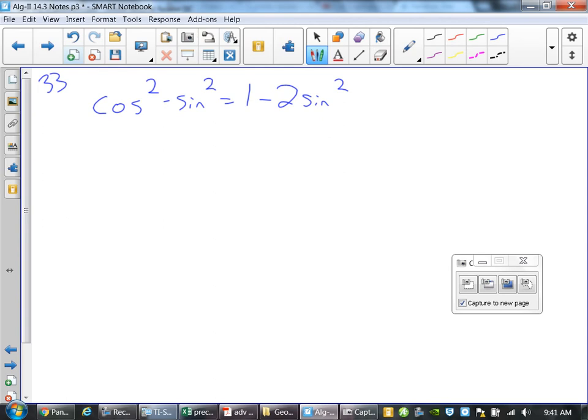Cosine squared minus sine squared. You want to show it equals 1 minus 2 sine squared. Well, cosine squared is what in terms of sine? 1 minus sine squared. Then combine like terms. Let's see. Remember, sine squared equals 1 minus cosine squared. Don't change both sides of the equation. No, work one side, work left, right. Okay. 51.